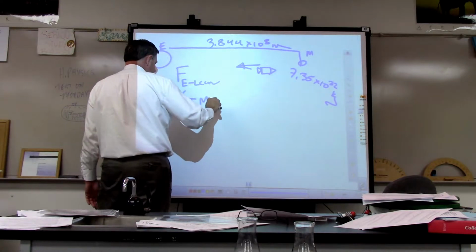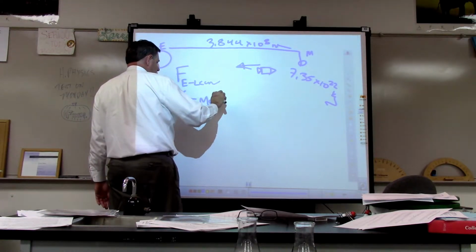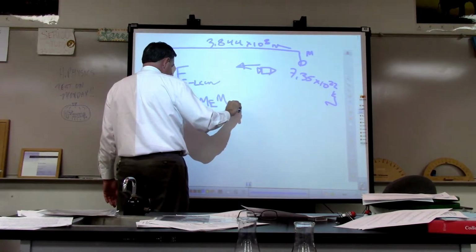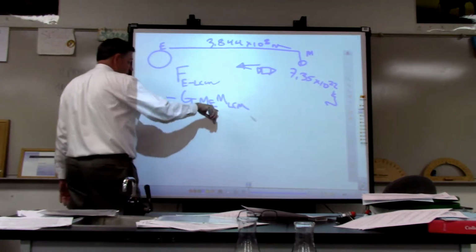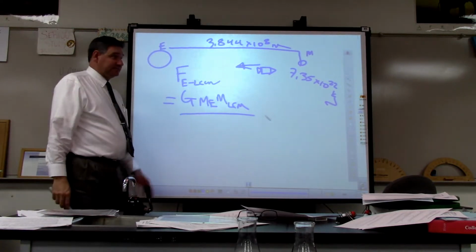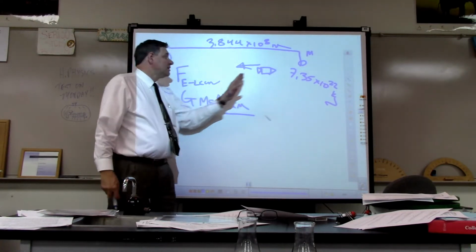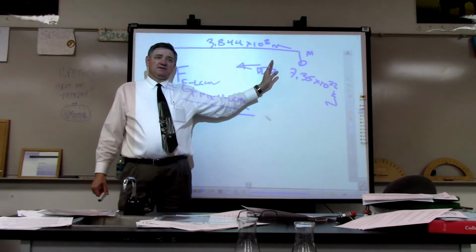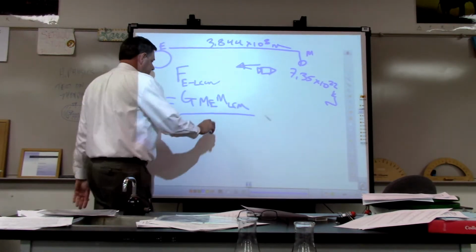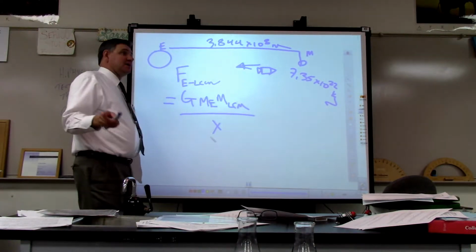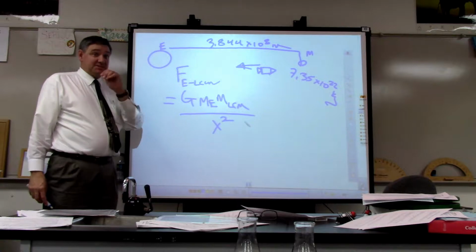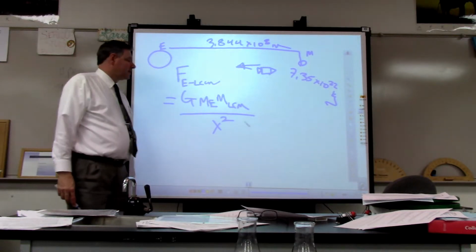Mass of the Earth. And radius. We'll deal with radius later. Mass of the lunar command module. And then I need the distance between these points. But here's the problem. I don't know what this distance is. So let's just let that be x. But that's got to be x squared. Okay? This isn't x, it's x squared.